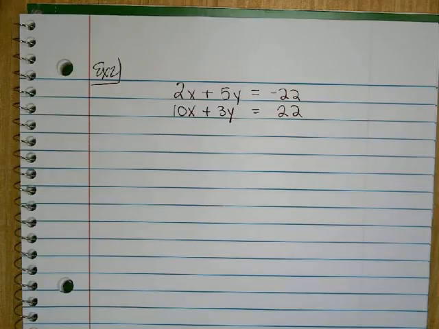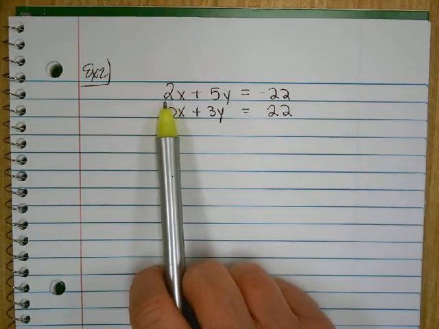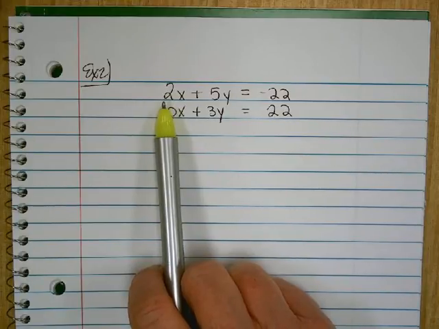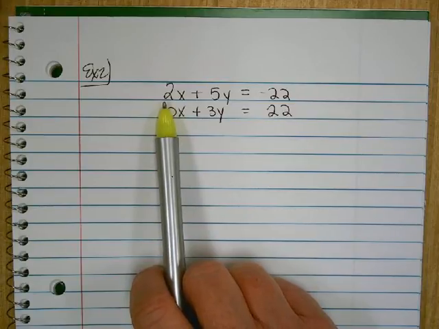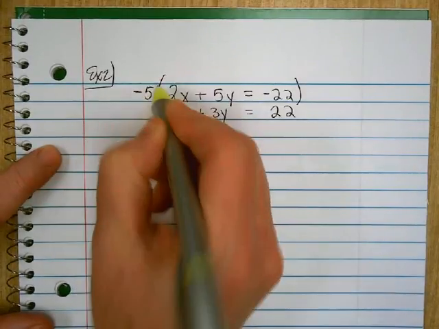Now, if I look at that problem, I think it sure would be nice if that 2 were really a negative 10, because that would make the x's disappear or eliminate. What could I do to change 2 into negative 10? Okay, so I'm going to have to multiply everything in the top by negative 5.